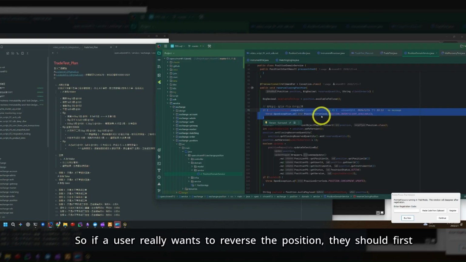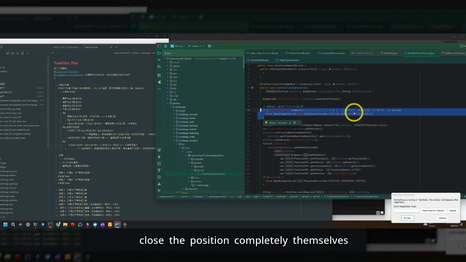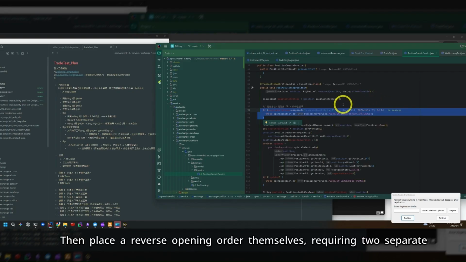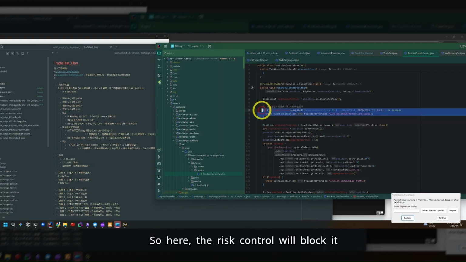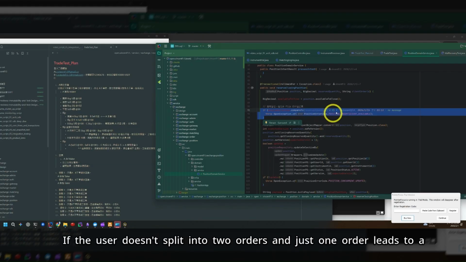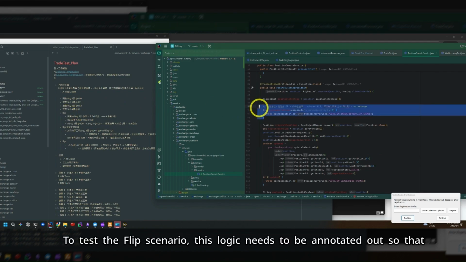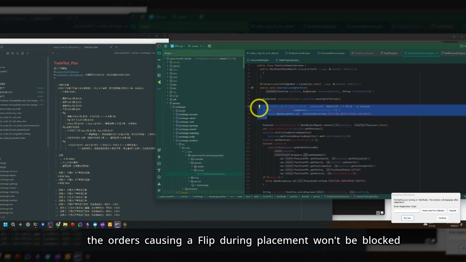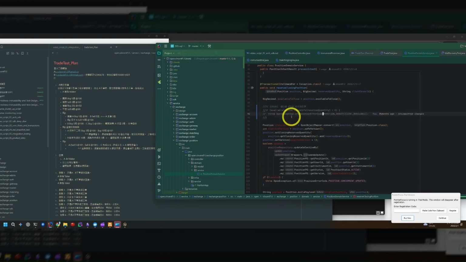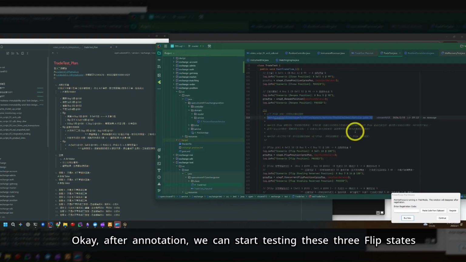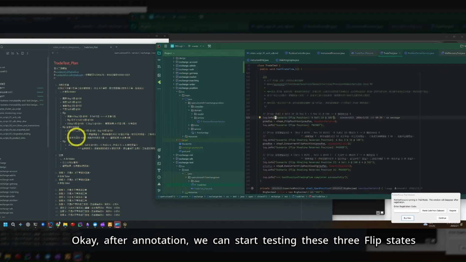So if a user really wants to reverse the position, they should first close the position completely themselves. Then place a reverse opening order themselves, requiring 2 separate orders to operate. So here, the risk control will block it. If the user doesn't split into 2 orders and just one order leads to a flip, it will be blocked. To test the flip scenario, this logic needs to be annotated out so that the orders causing a flip during placement won't be blocked. Okay, after annotation, we can start testing these three flip states.